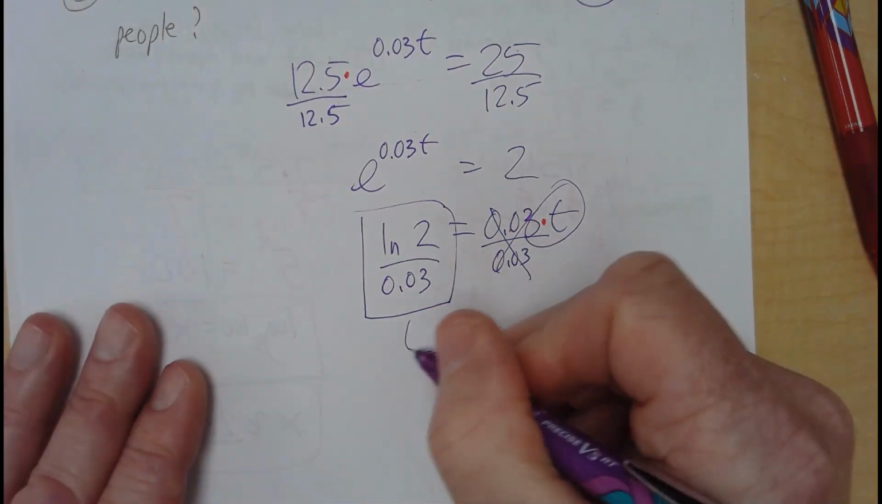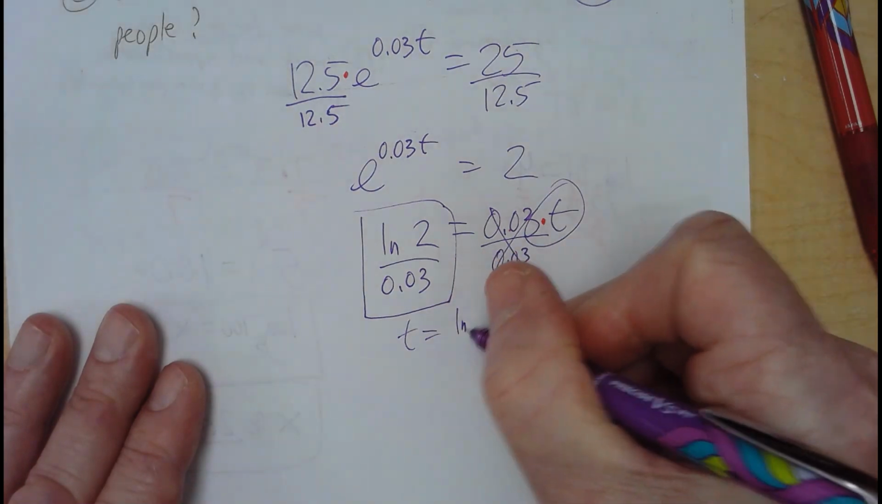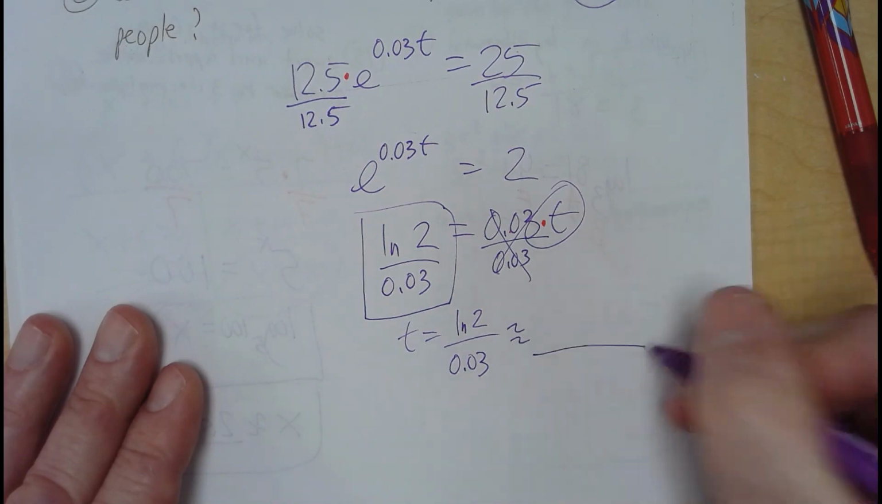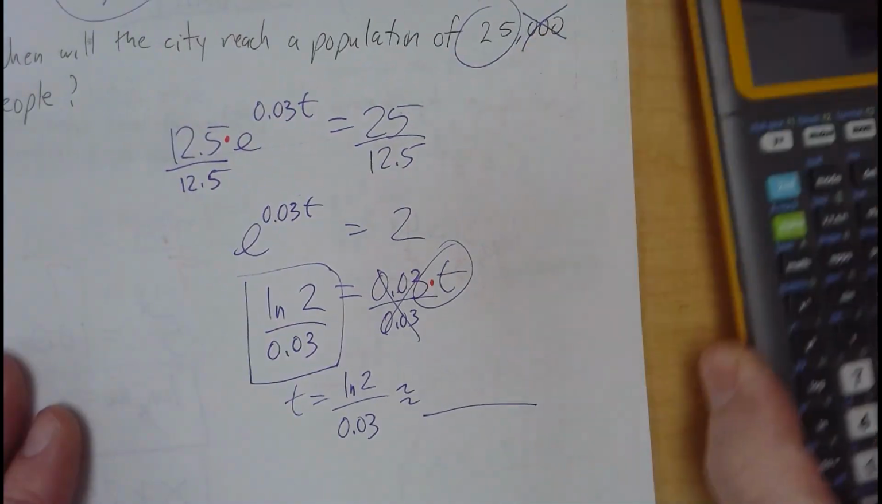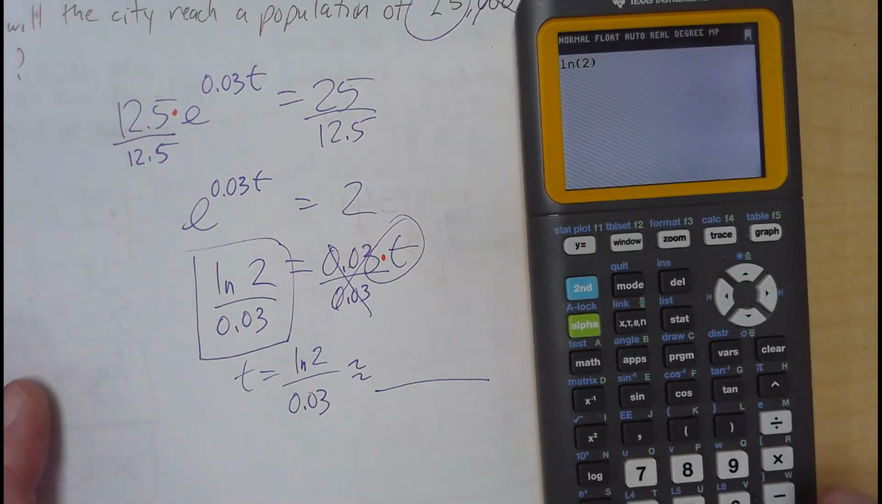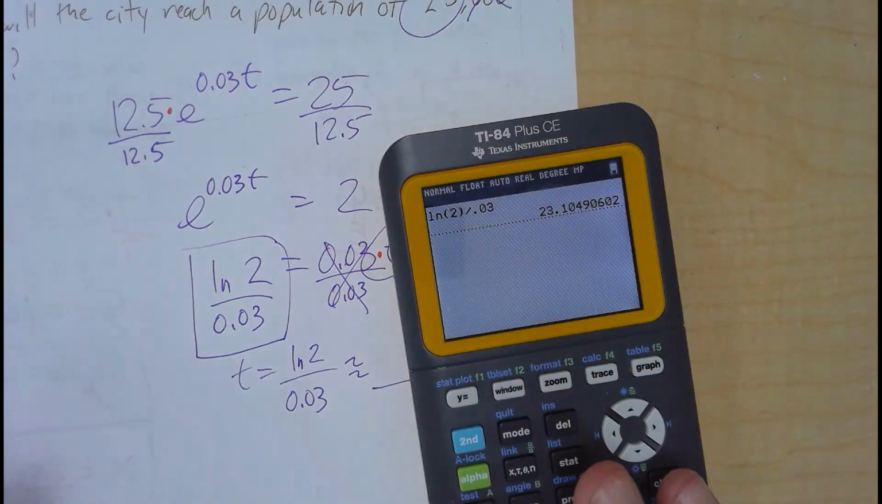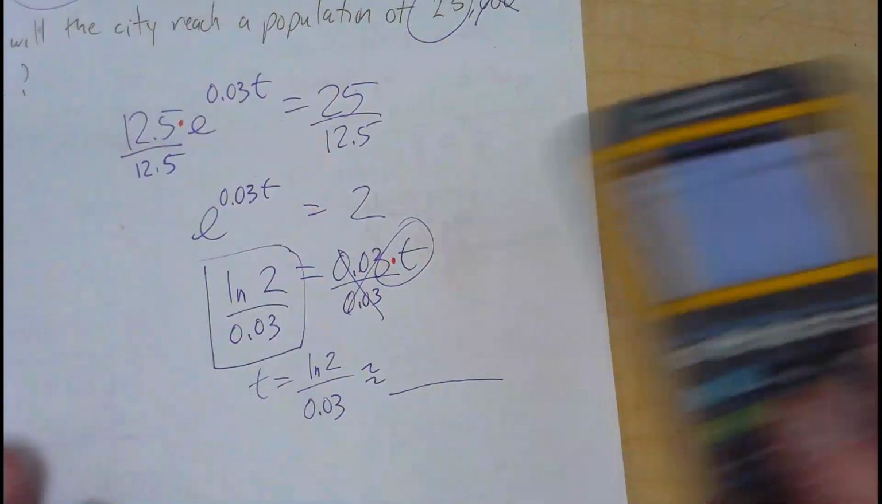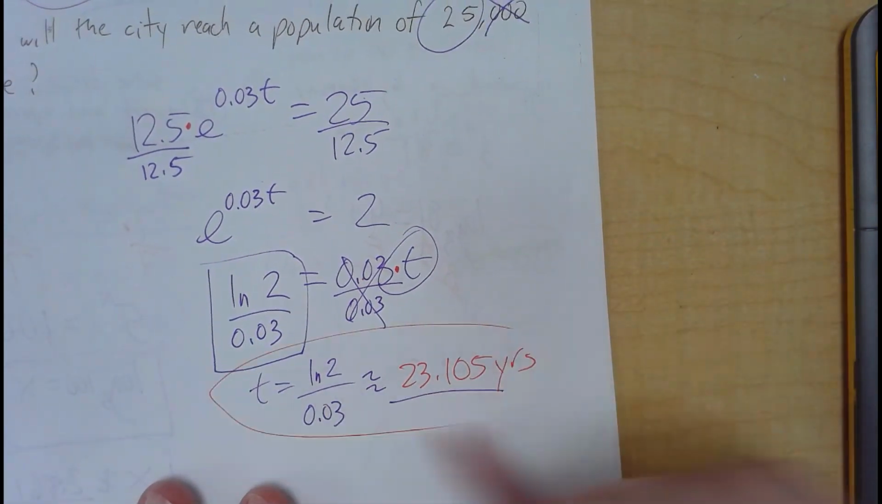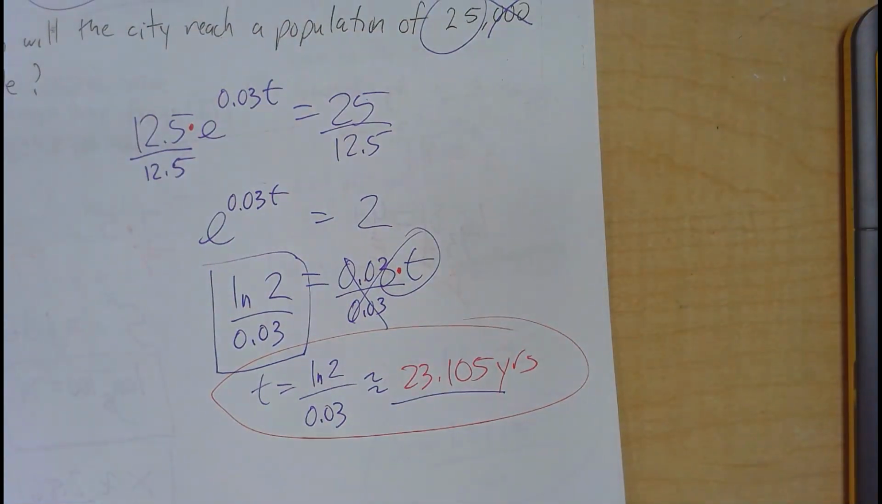So that gives me the t. And that's the exact answer. t is equal to natural log of 2 over 0.03, which is approximately equal to, and then we type it in, we say the number of years. So I go natural log of 2, close the parentheses, divided by 0.03, enter. So 23.105 years, okay? So there's the exact answer, there is the number of years. And that is it. Pacha.